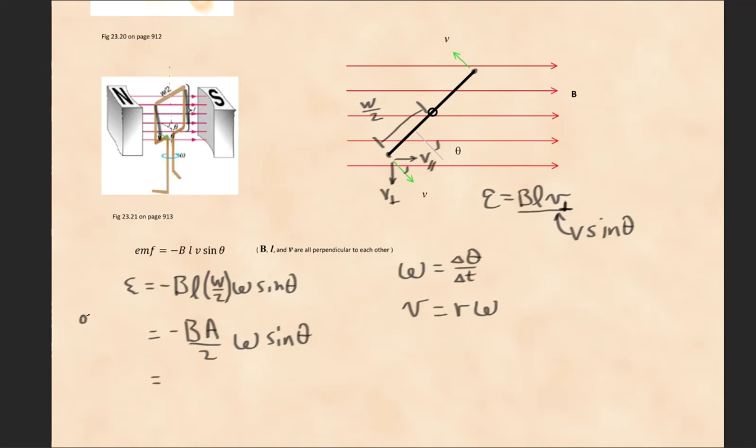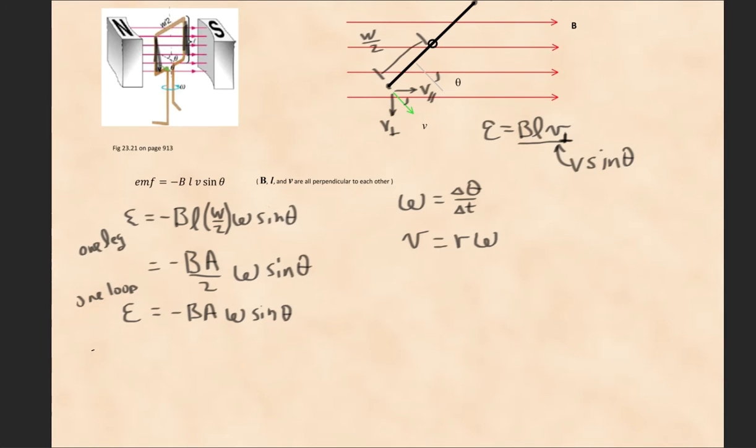Now that's for one leg of that loop. Since we have two legs, again, there's a leg here and a leg here, the total EMF for one complete loop is just twice this value. And if I have more than one loop, say I have N loops, then each one of them will produce a voltage, and so this will just be N times BA omega sine theta.